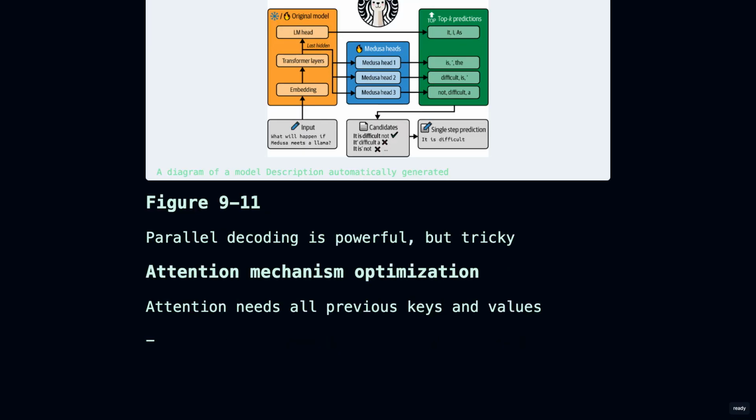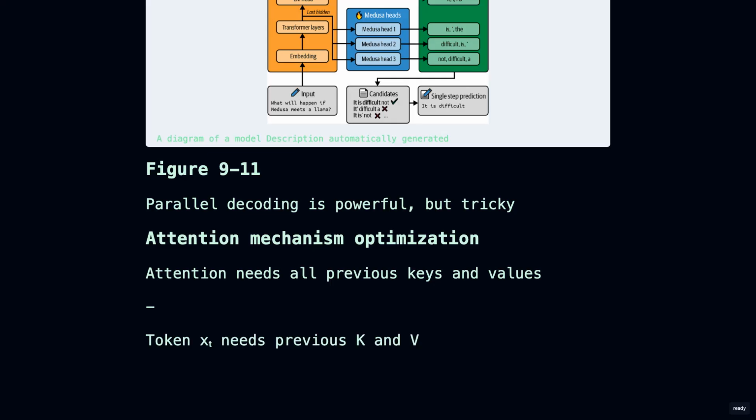We can break the requirement down into a few steps. First, generating the current token depends on all previous keys and values. For token x_t, the model must attend to everything before it. That means the history up to x_1 has to be available.